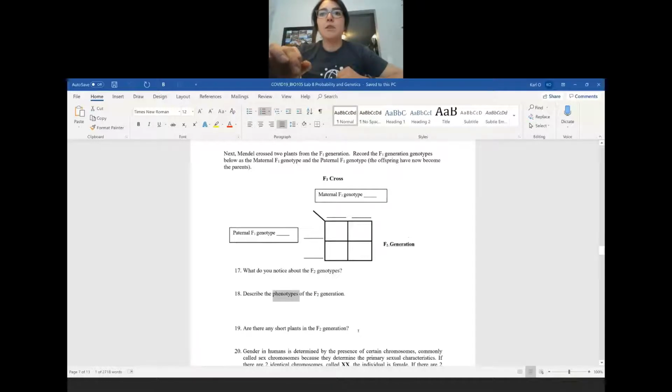And then down here, do we have any short plants in this generation? We do, right? This box right here is going to be our little t. So we've got a 25% chance of getting a short plant in this cross.